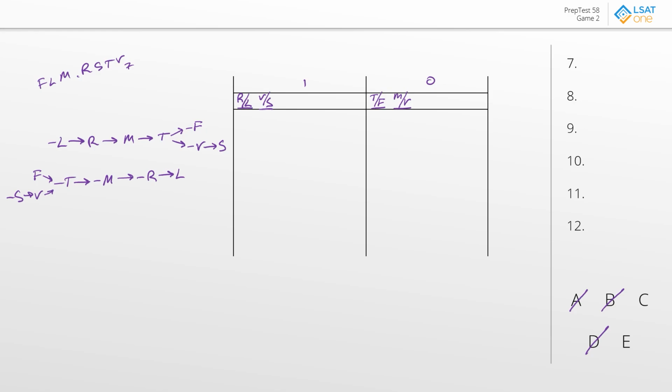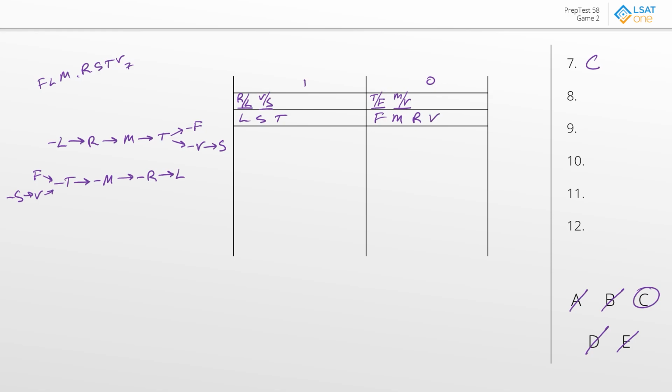Lastly, if we have a T, we're supposed to get rid of F and V. So between C and E, C has a T, but there's no F and there's no V, so we're good. But E has T with V, that's not good. So the best answer here is answer choice C. And as usual, I guess we may as well plug it in. C gives us L, S, T on the inside, which leaves us with F, M, then we've got R and V on the outside.